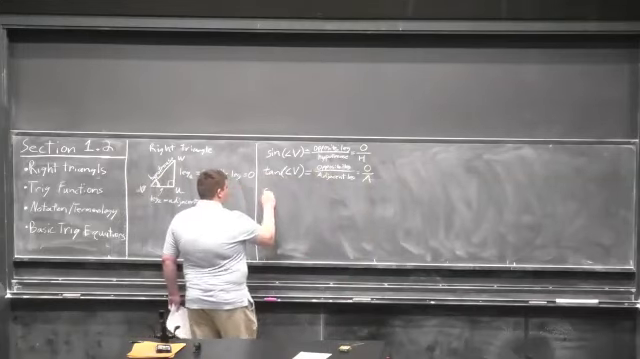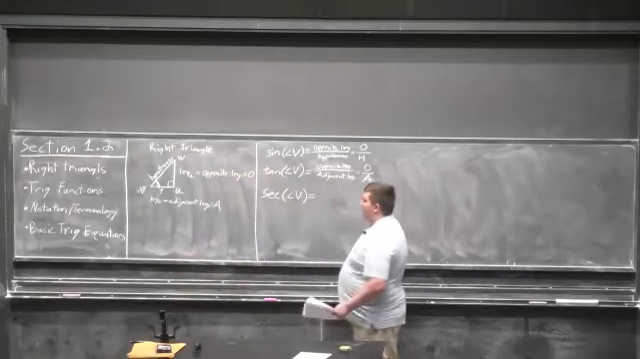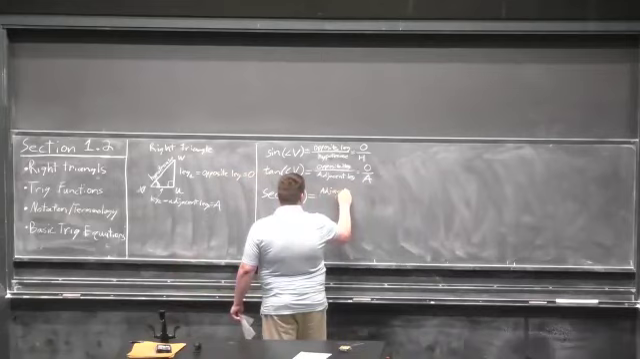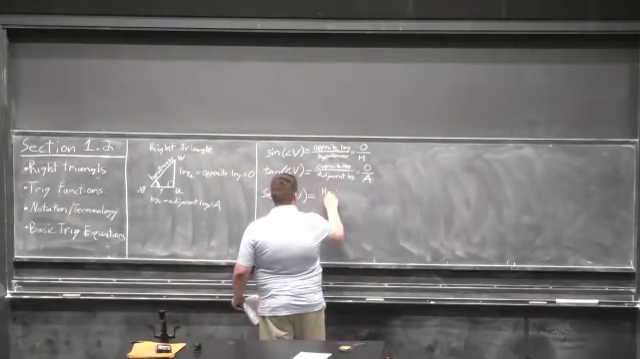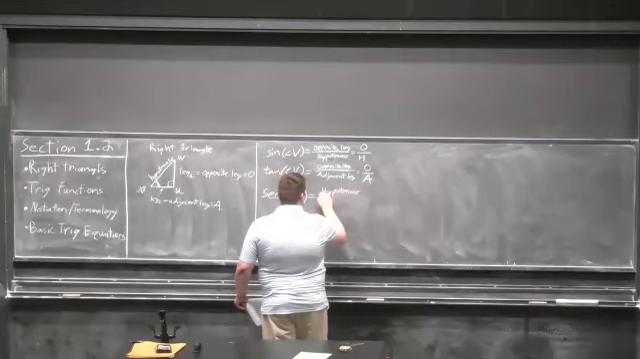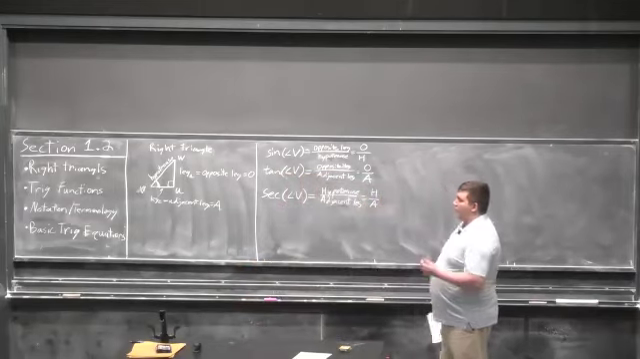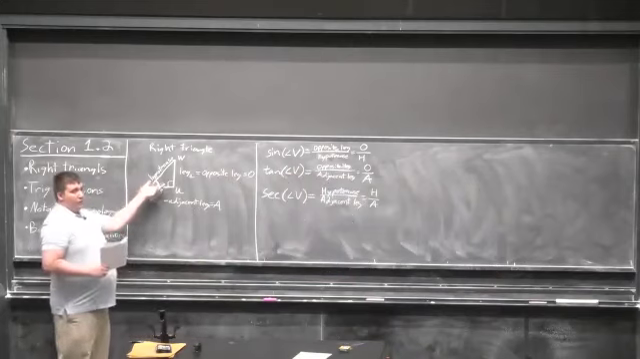Then lastly, we have secant of angle V. And for this one, we denote it as the adjacent leg over, oh, my apologies, it's the hypotenuse over the adjacent leg, which is H over A. So these functions are defined in reference to angle V.